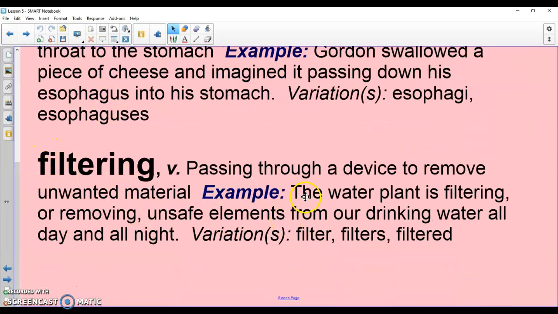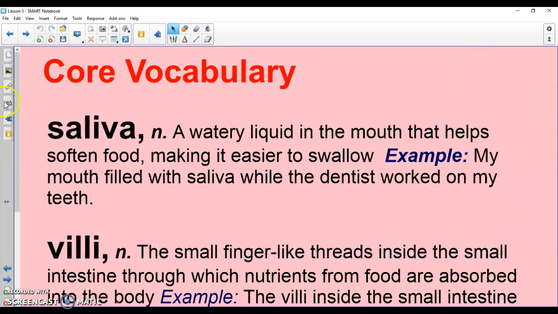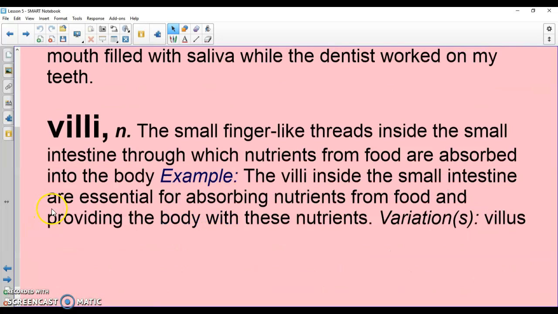Filtering. Passing through a device to remove unwanted material. The water plant is filtering or removing unsafe elements from our drinking water all day and all night. Saliva is the watery liquid in the mouth that helps soften food, making it easier to swallow. Example, my mouth filled with saliva while the dentist worked on my teeth.